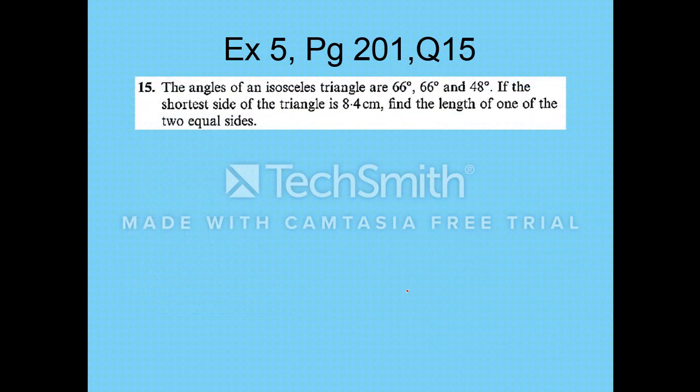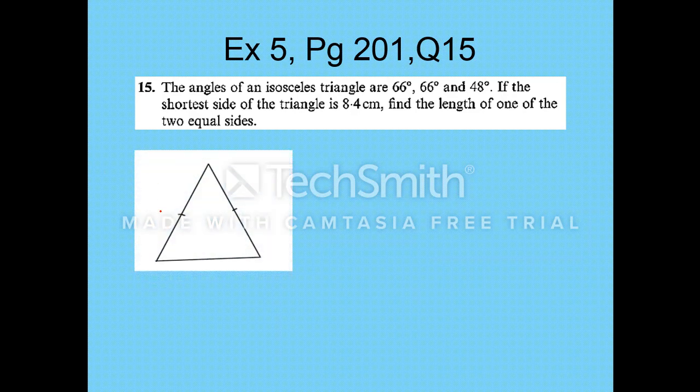Alright, let's look at another question. The angles of an isosceles triangle are 66 degrees, 66 degrees and 48 degrees. If the shortest side of the triangle is 8.4 centimeters, find the length of one of the two equal sides. Now here again, let's start with a diagram.